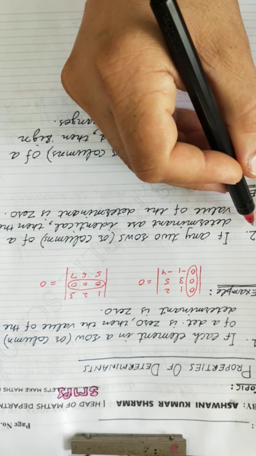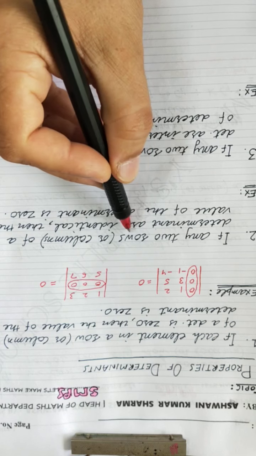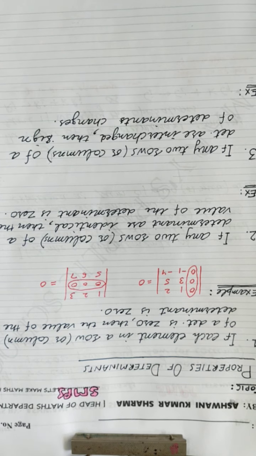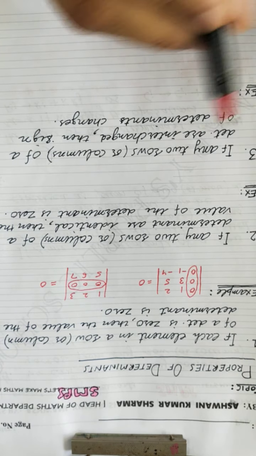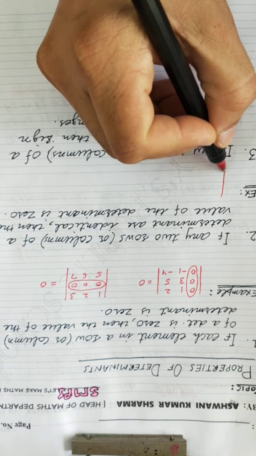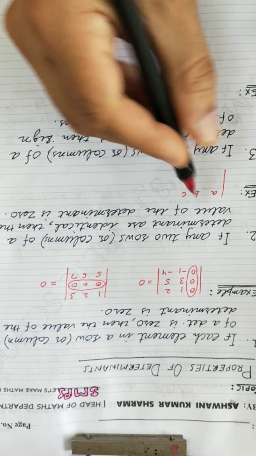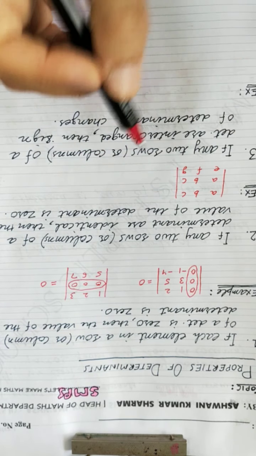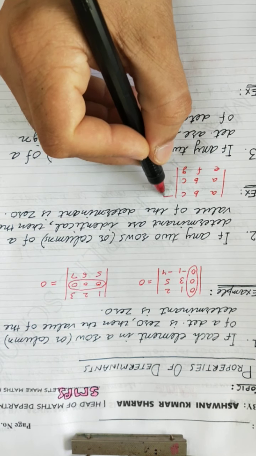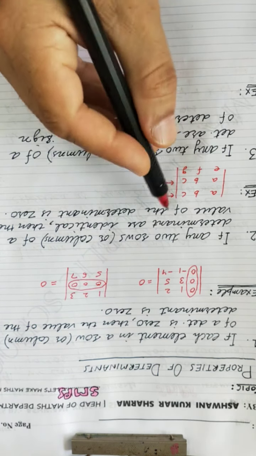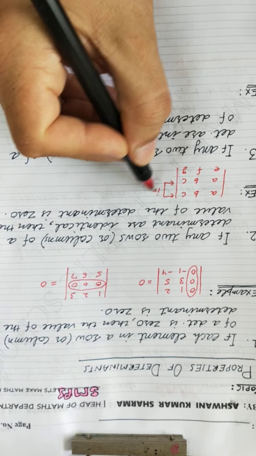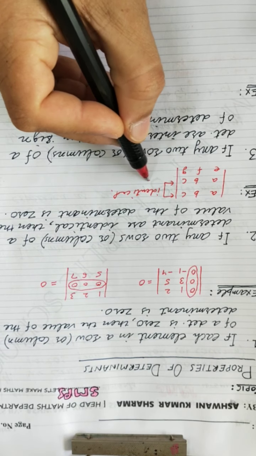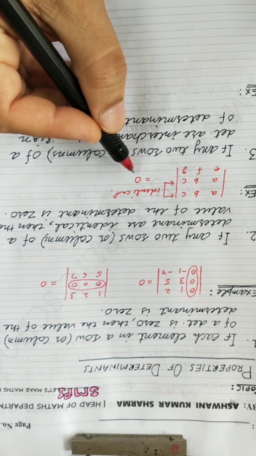Got it? Second property: if any two rows or columns of a determinant are identical, then the value of the determinant is 0. For example, we'll take a determinant a, b, c, a, b, c, e, f, g. Look carefully at these two, R1 and R2. These are identical, isn't it? Therefore the value of such a determinant would be 0.